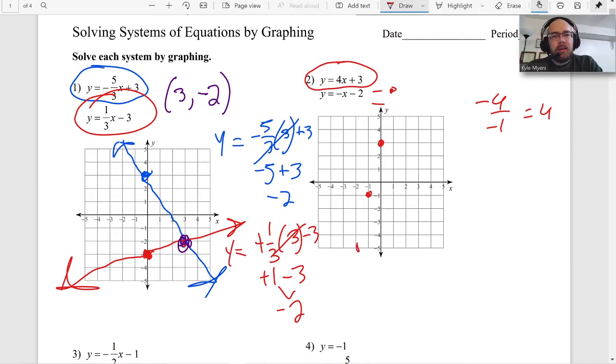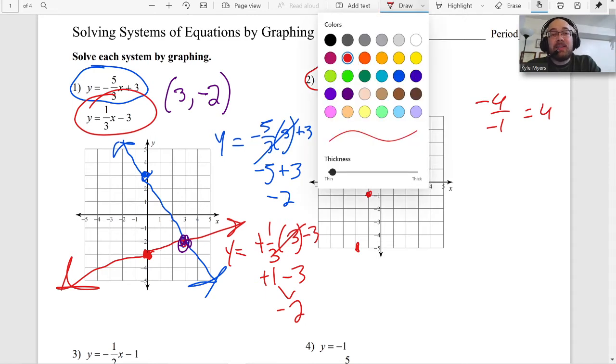Down 4, left 1. And because I'm trying to solve the system by graphing, and I'm assuming there's going to be a nice place for an answer, I don't really have to worry about doing the actual line. Unless your teacher wants you to, you don't really need to. You just put a couple points on the graph and then move on, because that's actually faster.